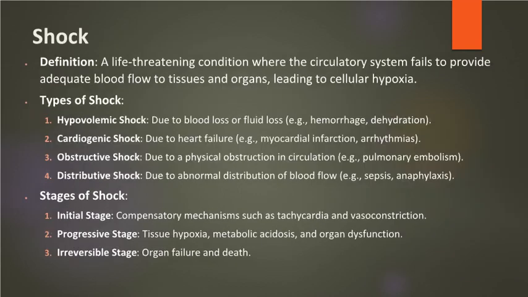Shock is a state of inadequate blood flow leading to tissue hypoxia. It is classified into 4 types: hypovolemic shock, due to fluid or blood loss; cardiogenic shock, from heart pump failure; obstructive shock, caused by blockages like PE; distributive shock, characterized by abnormal vascular tone, as in sepsis or anaphylaxis. Understanding these types is critical for determining appropriate treatments.